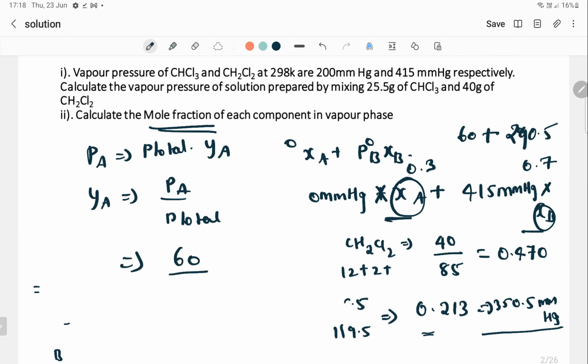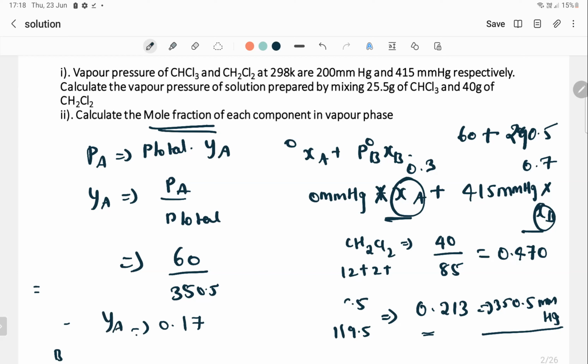Divided by P total is, what is your P total value? 350. Correct. Okay. So 350.5. Can I understand? See, this PA is nothing but P naught A into XA. So P naught A is 200 mm and XA is 0.3. That is 60 divided by total, which is your 350.5. So just divide these two things. What's your answer? 60 divided by 350.5 is 0.17. Okay. So now this is your YA.